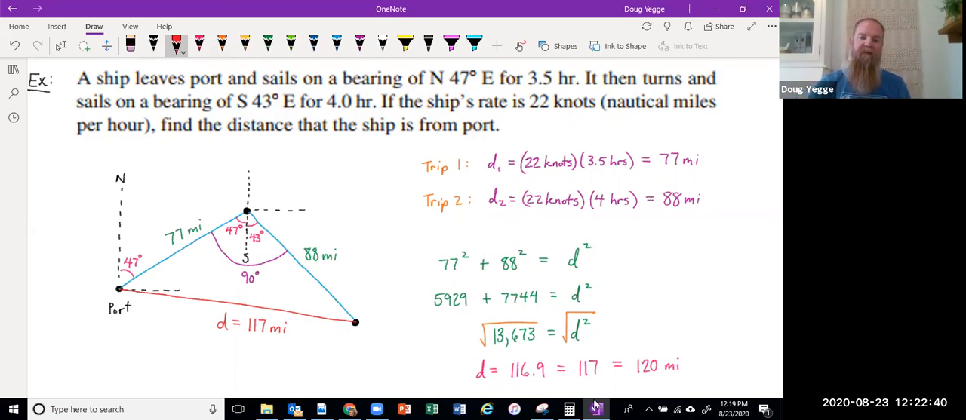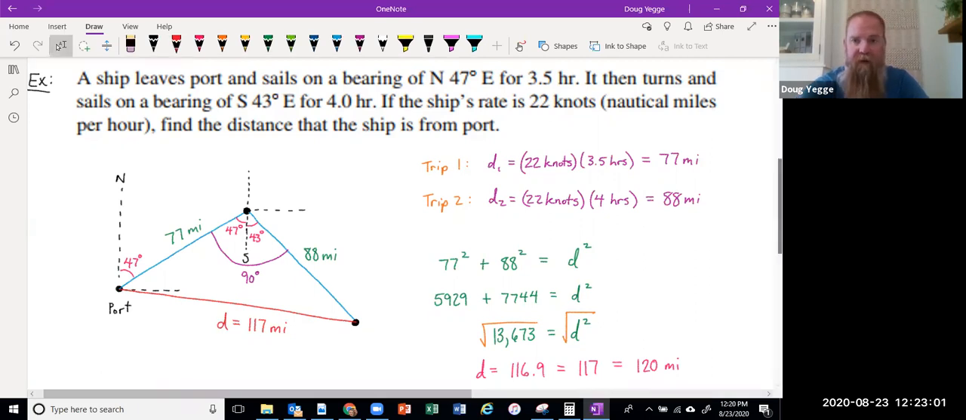So you could see that this problem turned out to not be so difficult once we had the diagram. The hard part of a lot of application problems is drawing the accurate diagram. So really take your time, and when you're drawing your north-south lines and your east-west lines, just make those dotted lines so that you can have a reference of where to draw your angles.